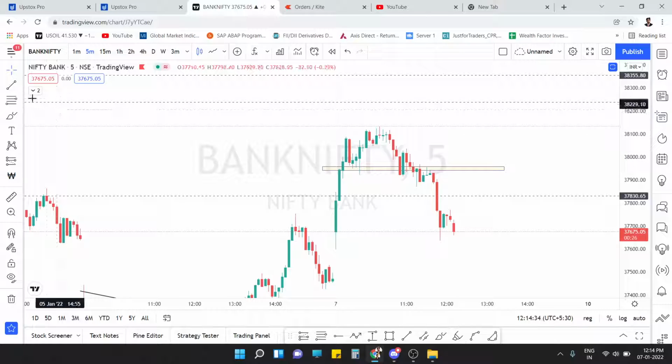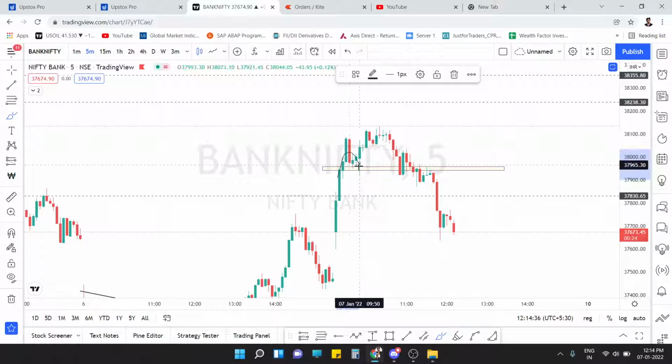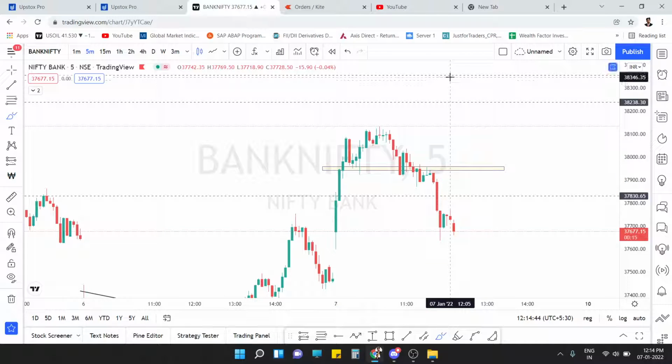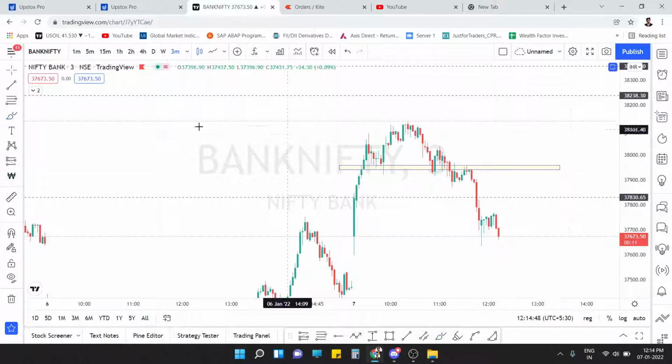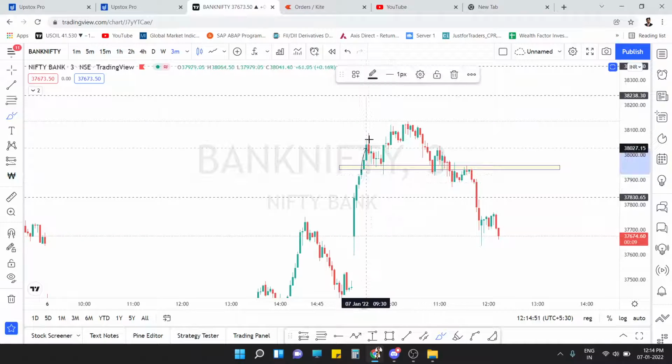If you see the 5 minute pattern, you don't notice the head and shoulder pattern, but I am noticing this head and shoulder pattern. This is a breakdown, and this is performing a retest, right? So it has retested and it came down, right? If I switch to the 3 minute time frame, you can actually see the head and shoulder pattern, right? Just look at this: left shoulder, head and right shoulder.